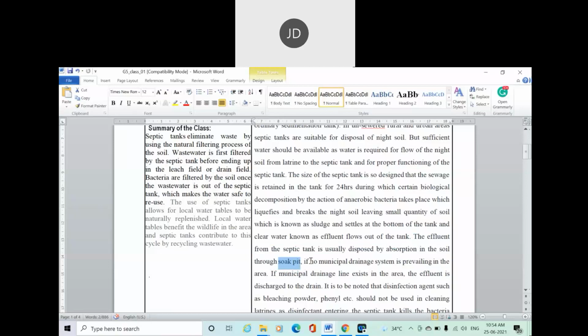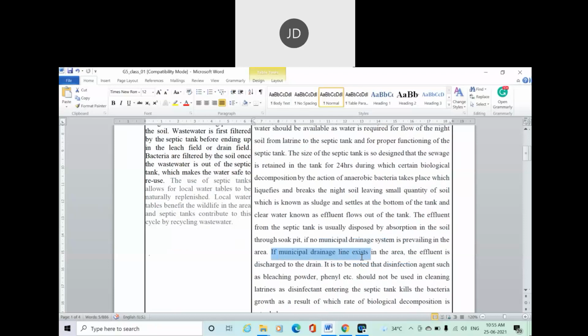and it can be adopted if no municipal drainage system is prevailing. That means if there is no drainage system available to connect, we can go for constructing a soak pit. And if there is a decentralized drainage system facility, you can also connect the septic tank with the drainage system so that the wastewater or effluent coming from the septic tank can flow into the municipal drainage system. Okay, if a municipal drainage line exists in the area, the effluent is discharged to the drain, basically.